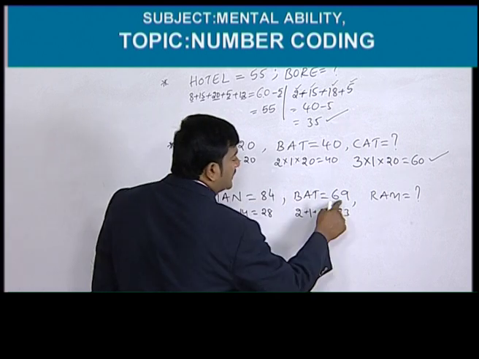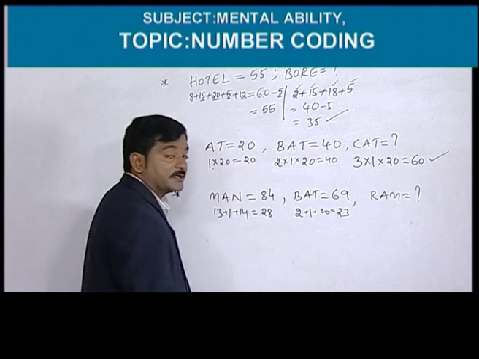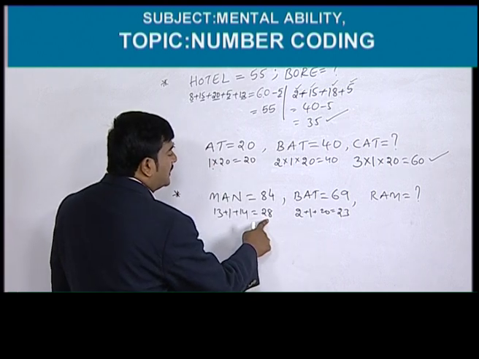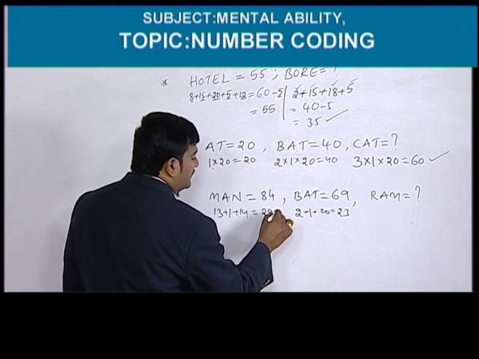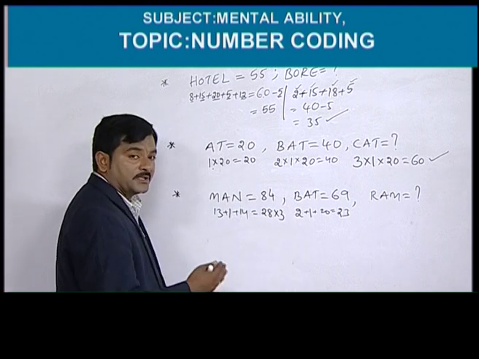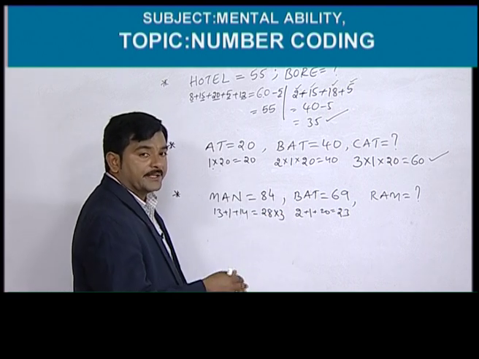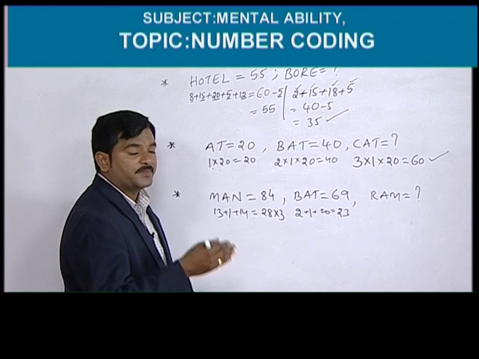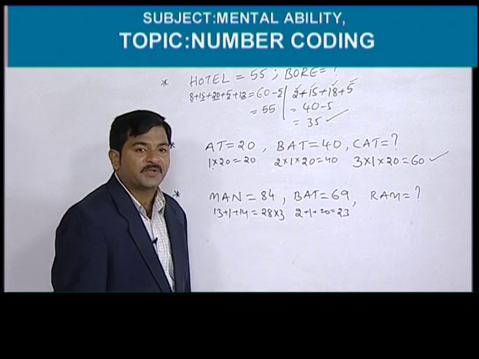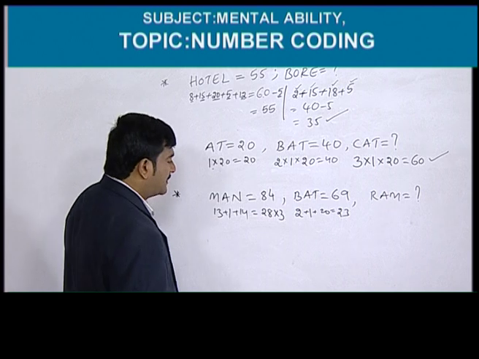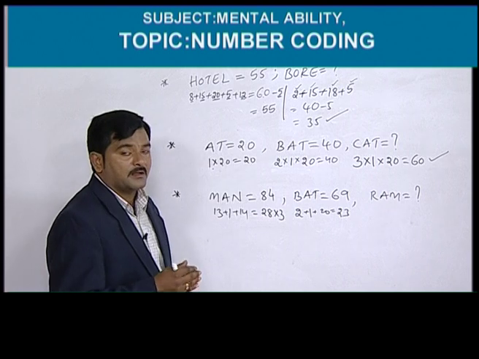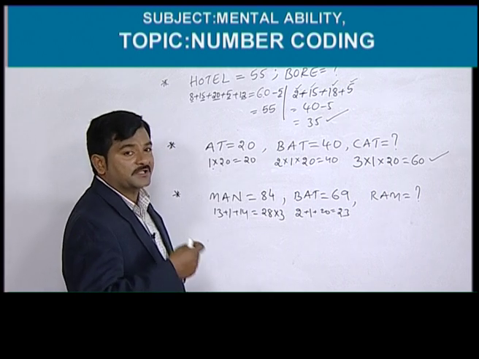Similarly, how can we get 69 from 23? Think logically. 28 × 3 means multiplying 28 with 3. 23s are 60, 8 3s are 24. 60 plus 24, how much am I getting? 84. What does it mean? He multiplied the obtained number with 3.